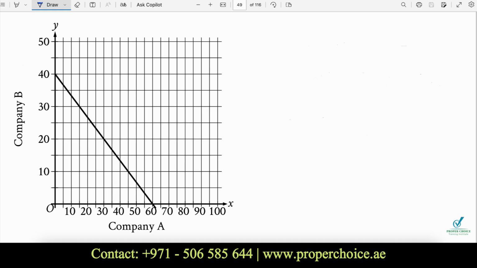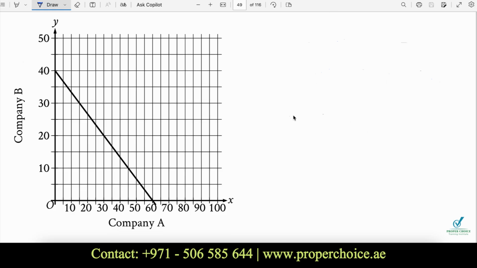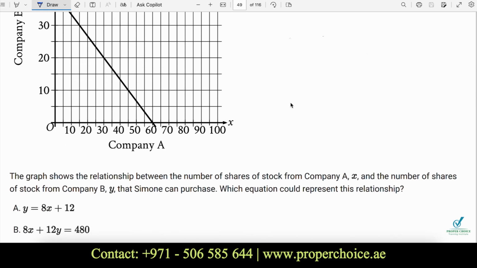Let's work on the next question, which is in terms of a graph. The graph shows the relationship between the number of shares of a stock from company A, x, and the number of shares of stock from company B, y, that Simon can purchase. Which equation could represent this relationship?